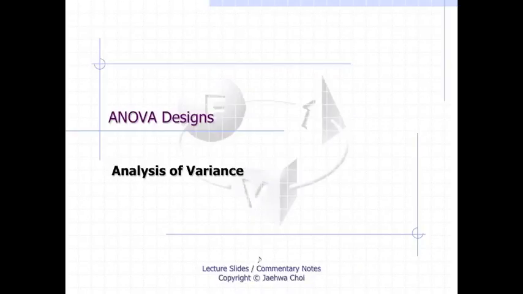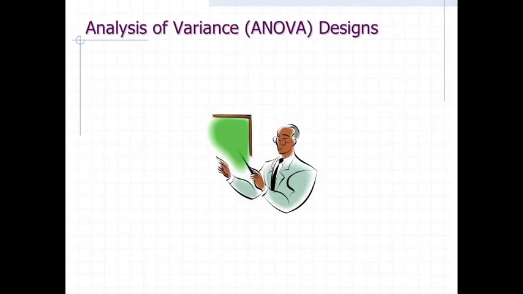ANOVA designs. There are various types of experimental designs that can be analyzed by analysis of variance, sometimes called ANOVA. This section discusses many of these designs and defines many key terms used.